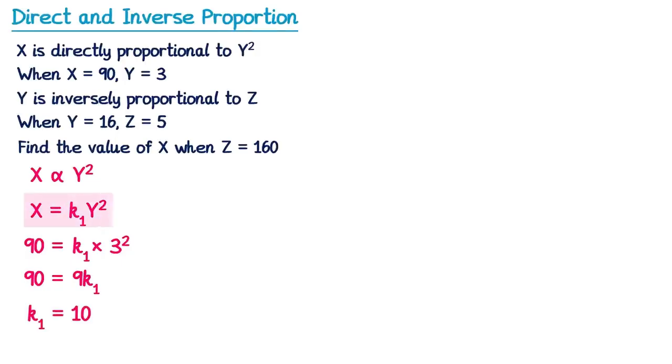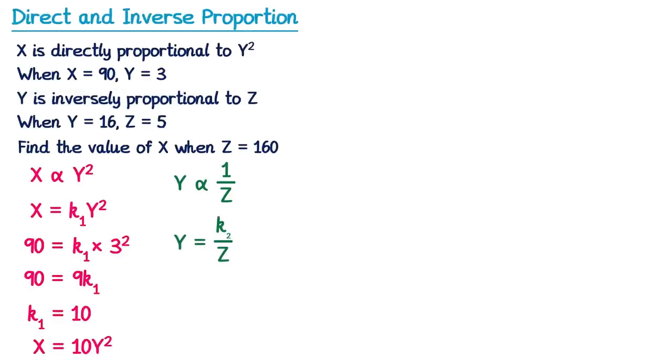So I can go all the way back up here and replace k1 with 10, so I end up with x equals 10y squared. Now I'm going to look at the relationship between y and z. So y is inversely proportional to z. So we could write that y is proportional to 1 over z, which allows us to write y is equal to k over z. And this time I've used k2 so as not to confuse with k1.